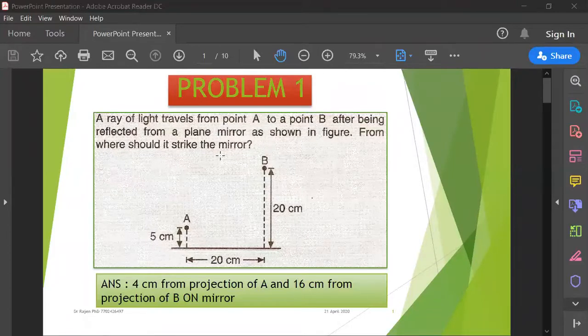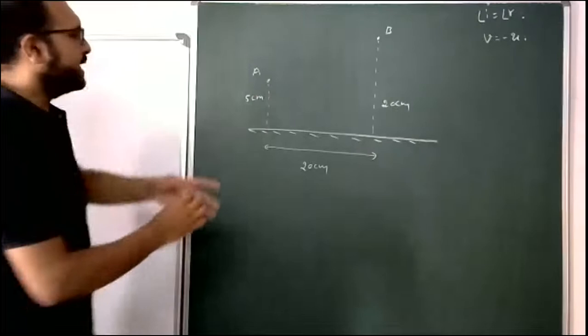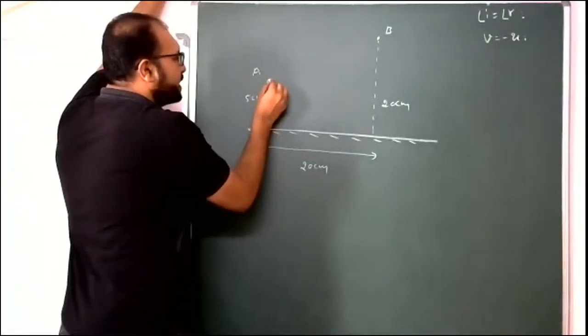A ray of light travels from point A to point B after being reflected. Students, point A to point B means this is not direct light. After being reflected from a plane mirror, we need to find out from where this light ray should strike the mirror. Means on this mirror, where does this light ray strike? So that is the problem. Just wait. Yes, now this is the problem.